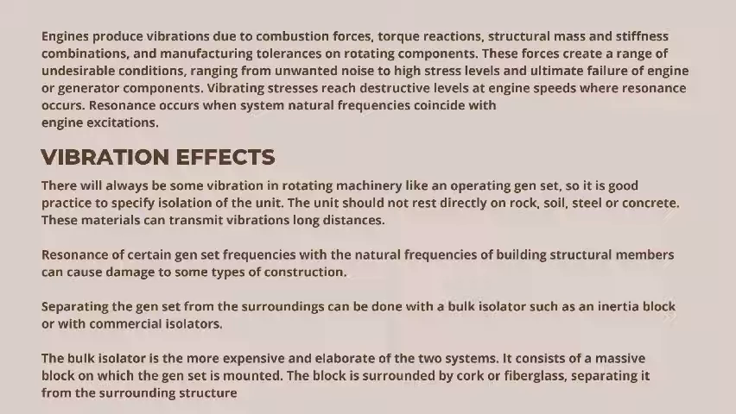Separating the genset from the surroundings can be done with a bulk isolator such as an inertia block or with commercial isolators. The bulk isolator is the most expensive and elaborate of the two systems. It consists of a massive block on which the genset is mounted. The block is surrounded by cork or fiberglass, separating it from the surrounding structure.